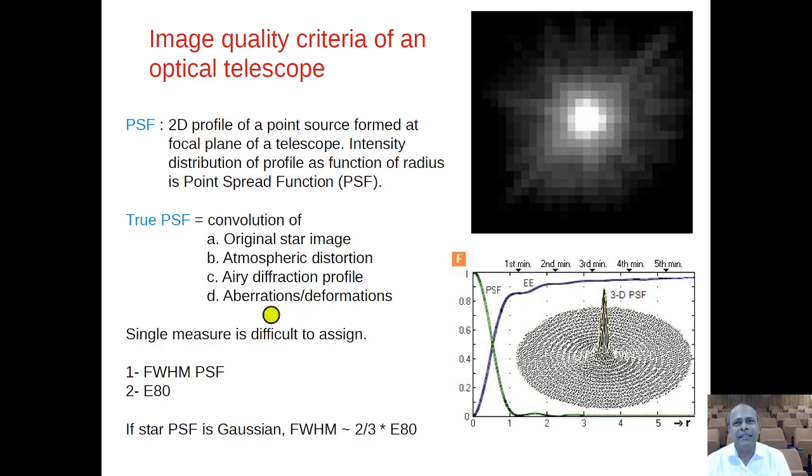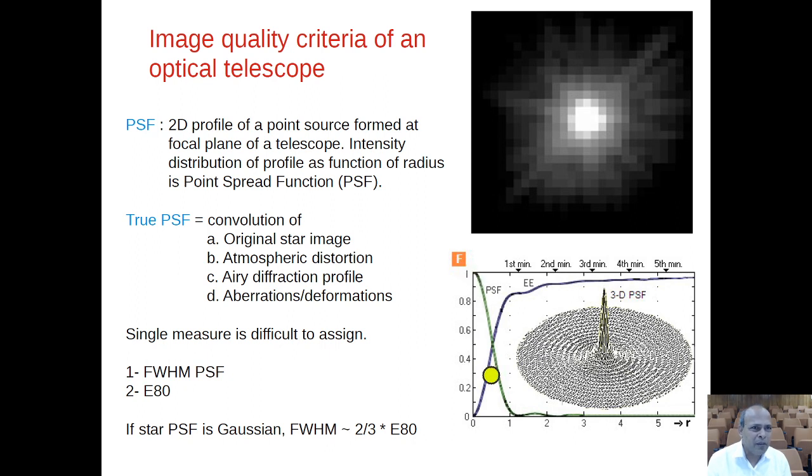And then the third is the aberration or deformation in alignment and intrinsic aberrations of these optics. So the true PSF is a convolution of these four factors, and what is shown over here, in this diagram, is a 3D PSF of an image. This is a profile, a peak, and the profile comes down. This is the radius versus intensity if you plot it. So this is the PSF.